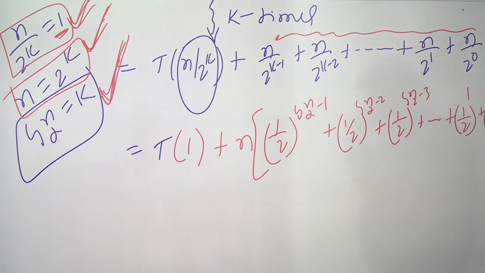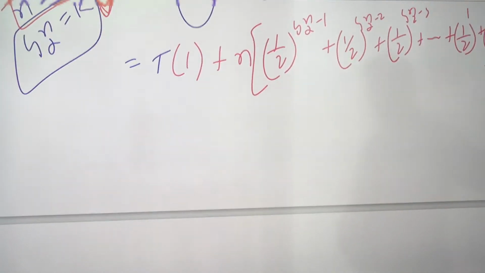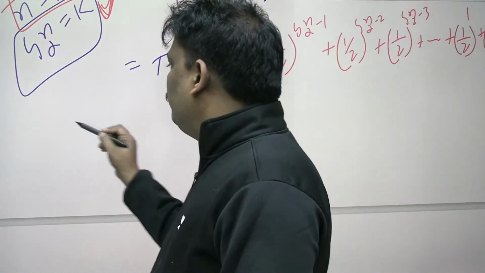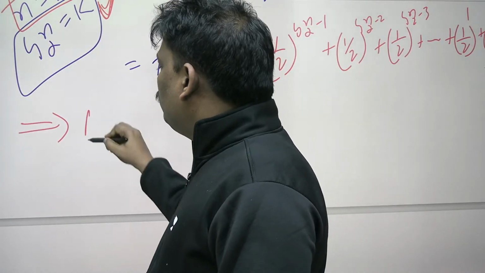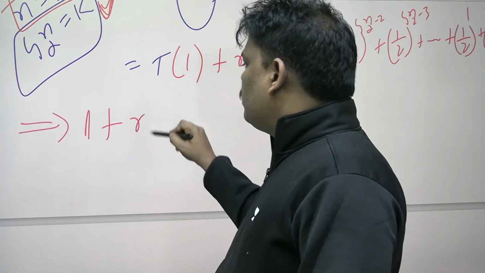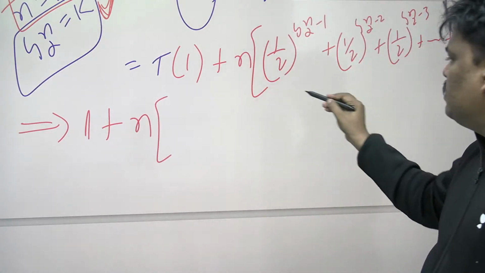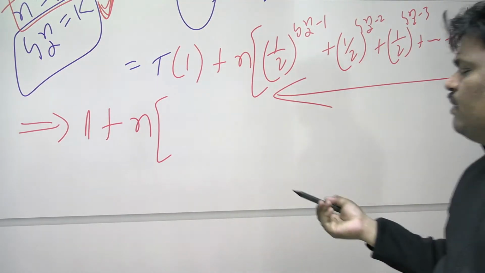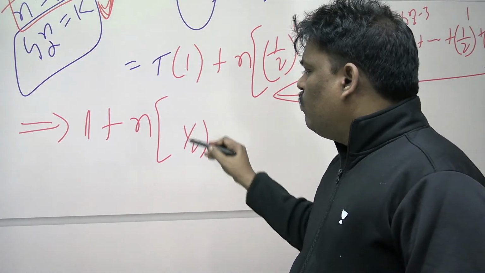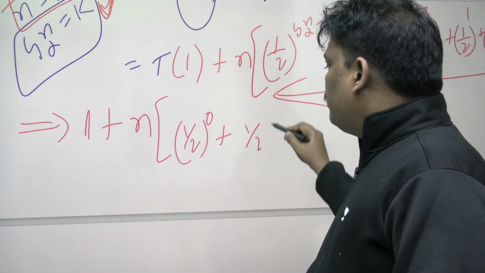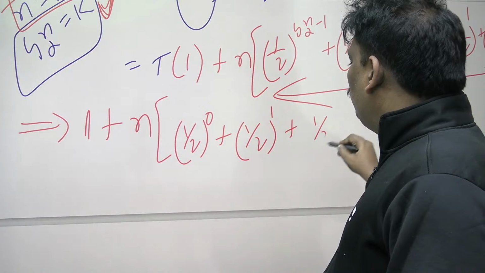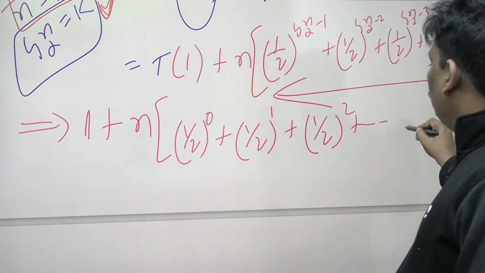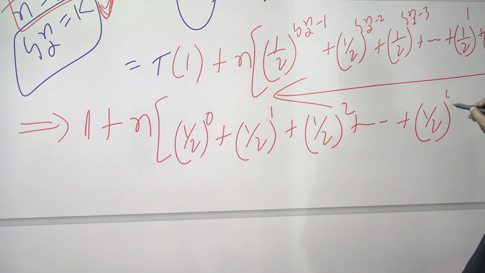See, in mathematics, there are many ways. One of the ways I am doing. If you feel some other way is better, you can go ahead. Now see this. T1 is 1, plus n, common already. Now let me write this series in reverse order. You can write in whatever order you like; I am comfortable like this. In reverse order it looks like 1 by 2 whole power 0, 1 by 2 whole power 1, 1 by 2 whole square, and so on, up to 1 by 2 whole power log n base 2 minus 1.